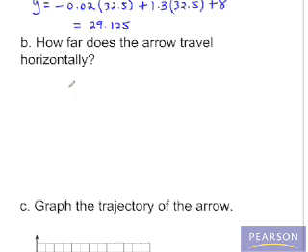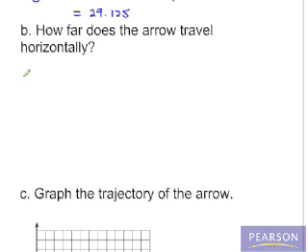To answer this, we want to know when the arrow hits the ground again, and that's going to happen when we let the function equal 0. So we're going to set the equation equal to 0: negative 0.02x squared plus 1.3x plus 8 equals 0, and we'll find out how far horizontally the arrow must travel in order for the vertical distance to equal 0, meaning it's hit the ground. So we're going to go ahead and use the quadratic formula.